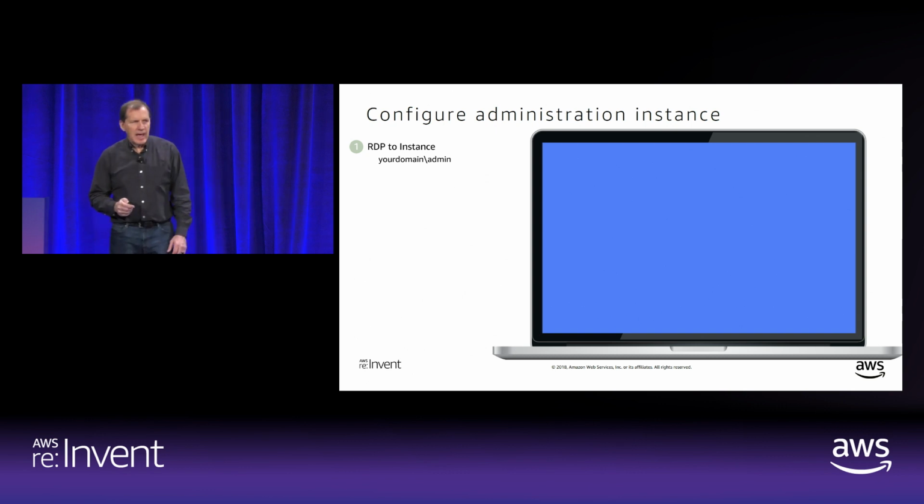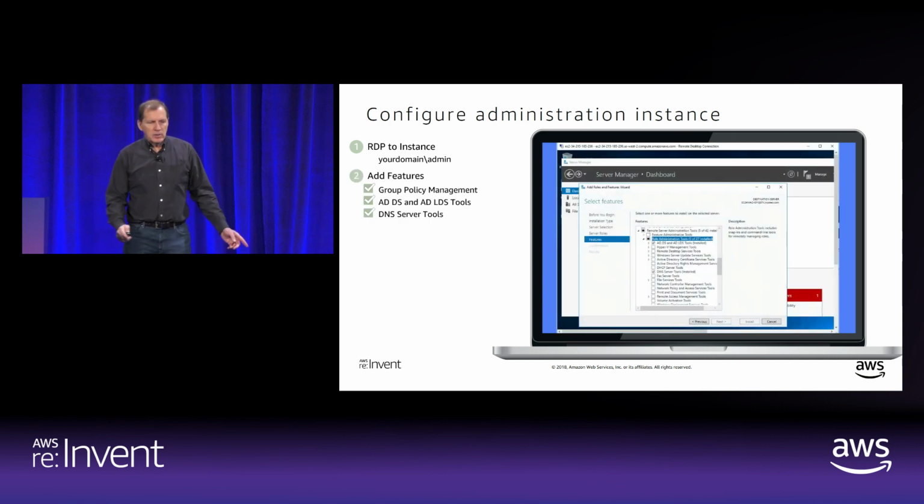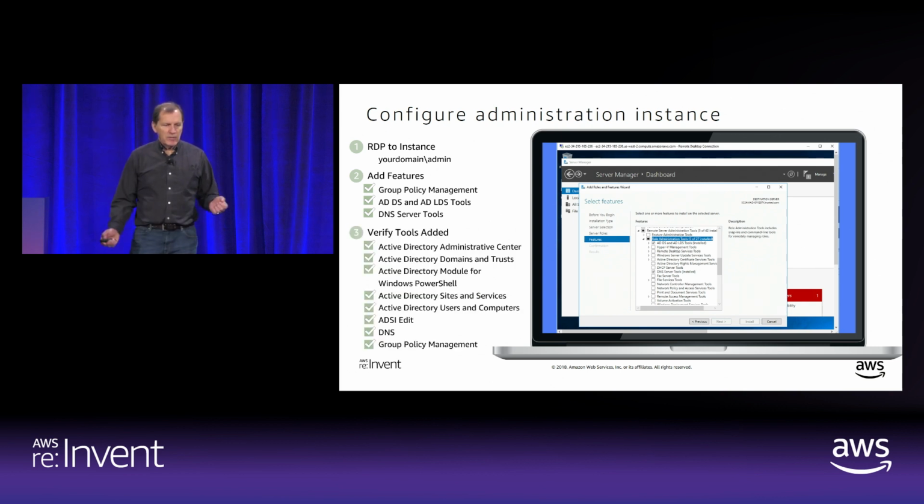So you'll sign in with the admin account that you gave the credentials for when you created the directory. And then you'll go into the Server Manager in Windows and add Group Policy Management, the ADDS and ADLDS tools, and the DNS server tools. Once those are added, you just want to verify that you have Active Directory Administrative Center, Active Directory Domains and Trusts, and these other types of features. Make sure they're all installed correctly. With that in place, now you're all ready to go.